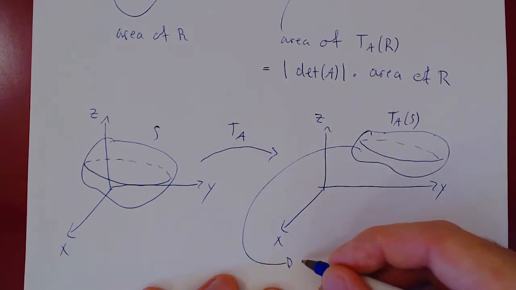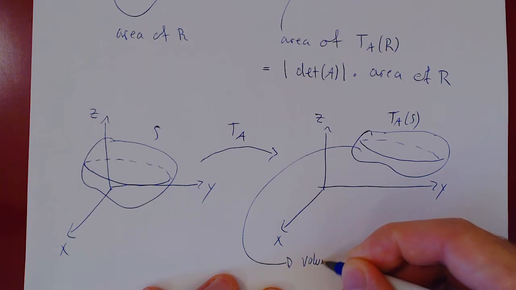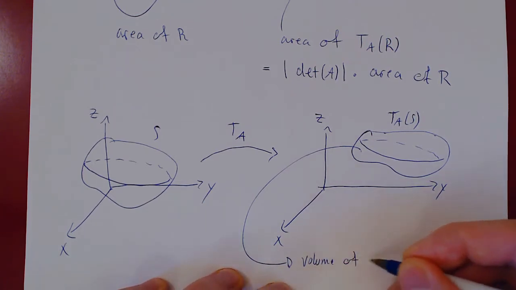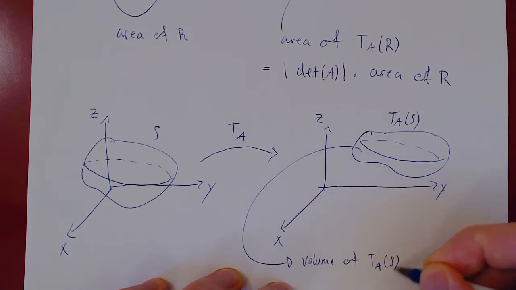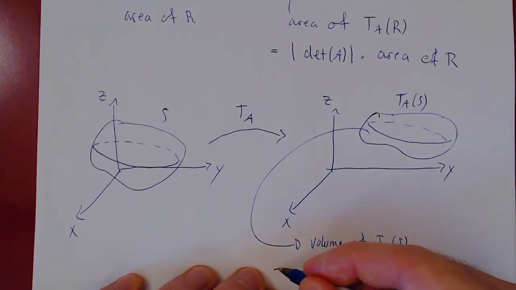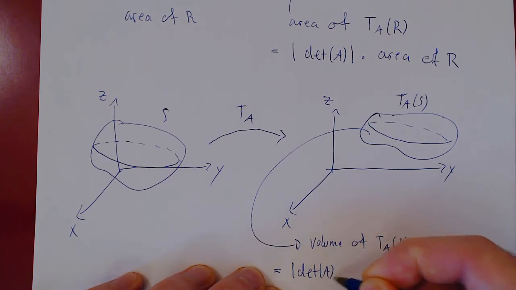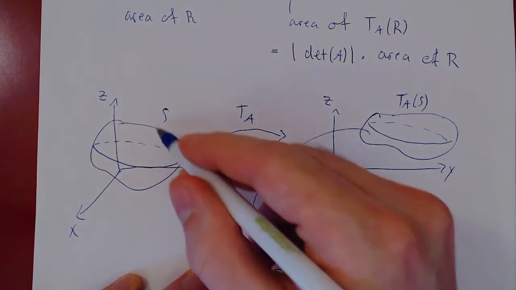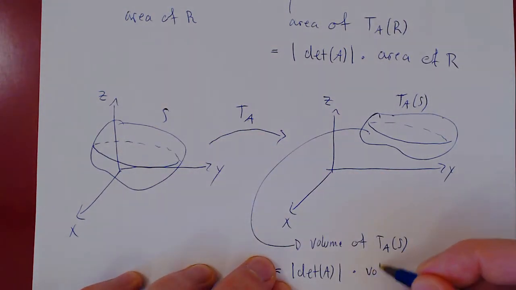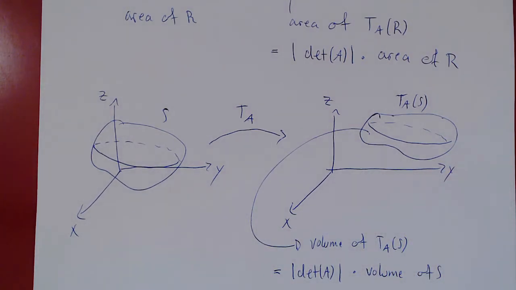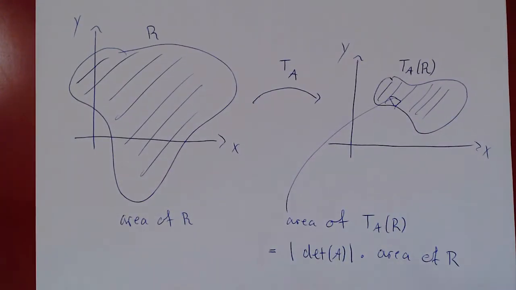Well, the answer is the same as before. So the volume of the image of S under A is going to be simply equal to the absolute value of the determinant of the matrix A times the volume of the original solid. And that's the beauty of the determinant. It gives you the scaling factor for area if the matrix is a 2 by 2 matrix. If it is a 3 by 3 matrix, it gives you the scaling factor for volume.